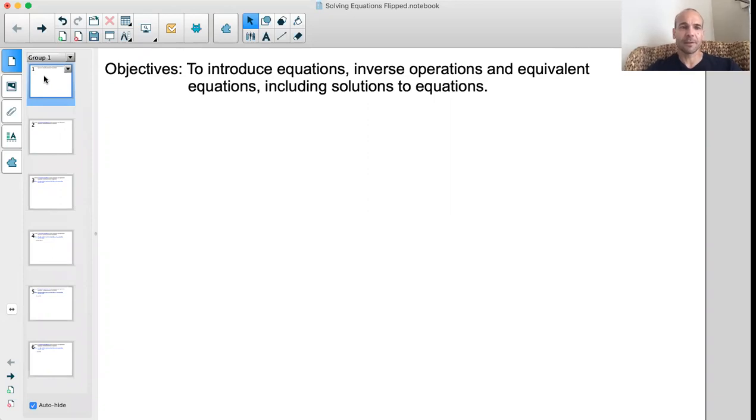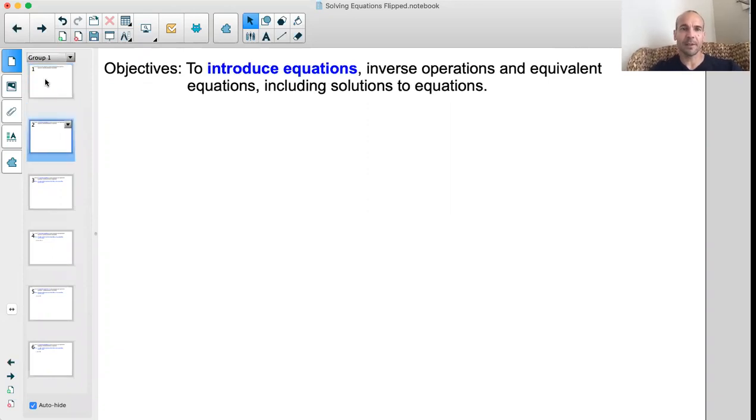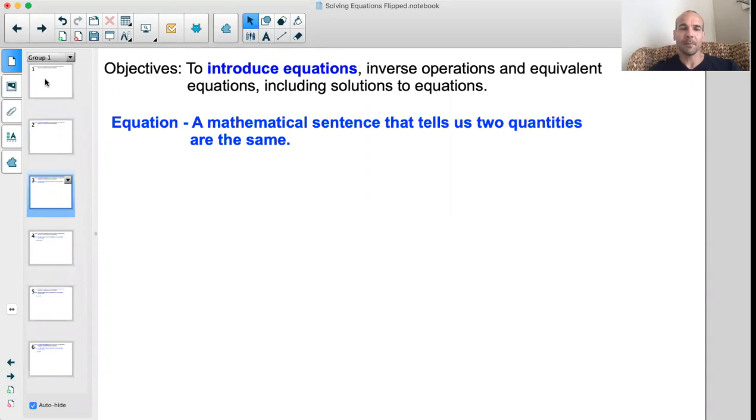So first, you start with a simple idea of what is an equation. An equation is simply a mathematical sentence that tells us the two quantities are the same. Equation, equal, it tells us two quantities are the same. So although not a really powerful thing, 8 plus 8 equals 10 plus 6 is a true mathematical sentence.